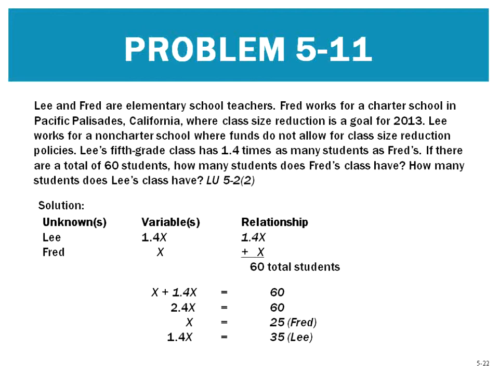Okay? So we're going to designate Fred as X. That's what we're trying to solve. And if Fred is X, then Lee is 1.4X, because whatever Fred's class is, times 1.4, you'll get Lee's class. But here's the thing. If there are a total of 60 students, what does total mean? It means Lee's class plus Fred's class, right, is 60 students. So 1.4x plus x is equal to 60 students.